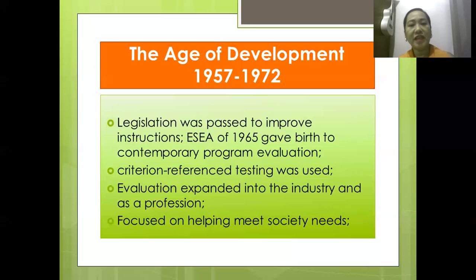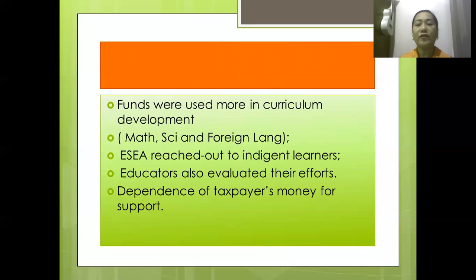After that stage, we have the Age of Development from 1957, years after the war, until 1972. There was a lot of bill implementation and bill submission. Legislation was passed to improve instruction, and criterion reference testing was still used. Evaluation expanded into industry as a profession, with a focus on helping to meet society's needs. The evaluation did not only stop at measuring the performances of teachers, administrators, and students at school, but also extended to the needs of industry. Funds were used for curriculum development, especially in math, science, and foreign language, and educators were also evaluated through their efforts.